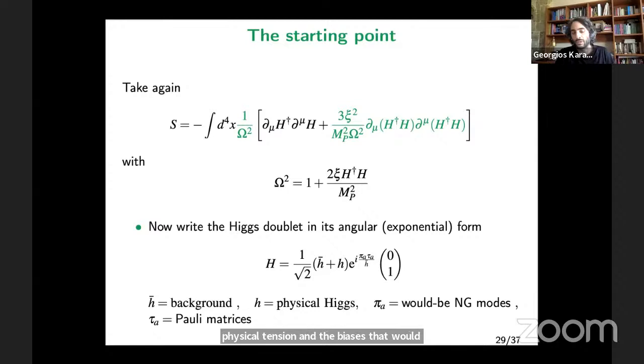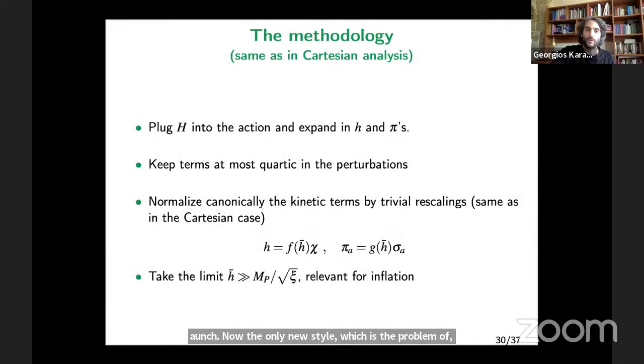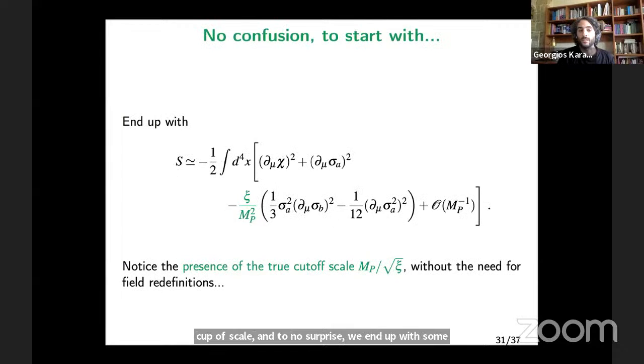Now, exactly as before, my methodology consists of the following steps. I take H and I plug it into the action. After expanding in powers of H and pi, I look at the terms which are at most quartic in the perturbations. After canonically normalizing the kinetic terms and considering the limit relevant for inflation, if my logic goes through, I should find immediately what the cutoff scale is. And to no surprise, we end up with something that indeed makes it possible to immediately read off the cutoff of the theory for inflation without the need for this intermediate field redefinition, simply by making a smarter choice of variables to start with.